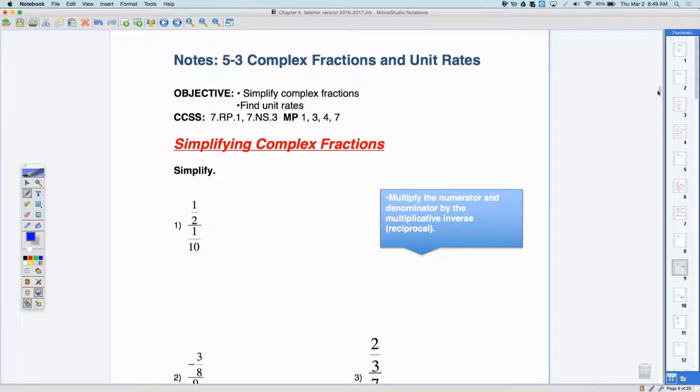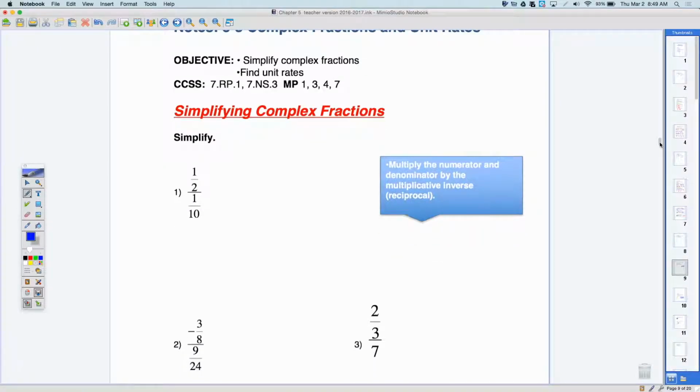We have 1/2 over 1/10. The blue box says that you multiply the numerator and the denominator by the multiplicative inverse or the reciprocal. So in your complex fraction, your numerator is 1/2, your denominator is 1/10. You want to multiply the denominator and the numerator by 10 over 1. When you do that, everything in your denominator cancels out to 1.